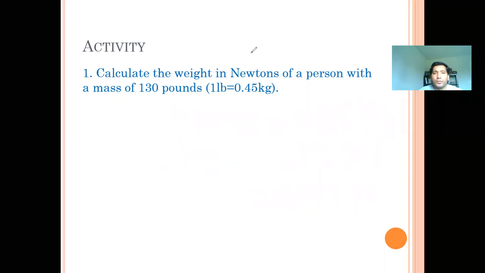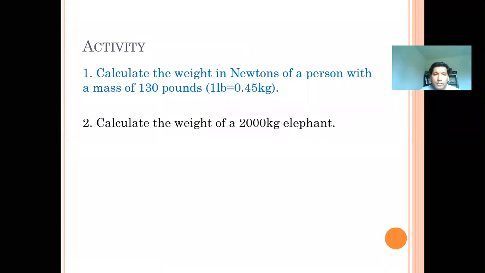Let me move to another question. I will leave this one for you. You can do it. Calculate the weight of a 2000 kg elephant, right? Just multiply by 9.8. It will be about 20,000, or near to 20,000. Just multiply by 9.8. That's all, we'll get the weight.